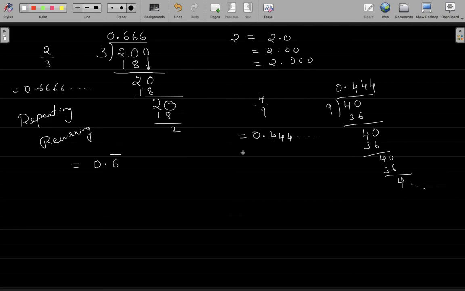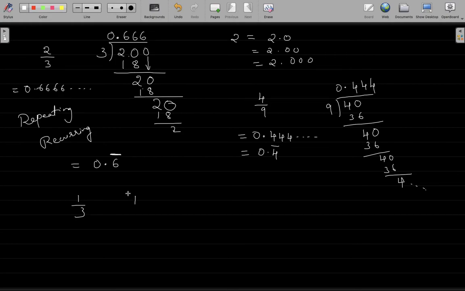How are you going to represent this? You're going to write it as 0.4 bar. Now the bar is over this digit 4, indicating that this 4 is the repeating one. This is repeating itself. So the answer here in this case, for 4 by 9, when I want to represent it as a decimal number, I should be writing it as 0.4 bar. You understand?